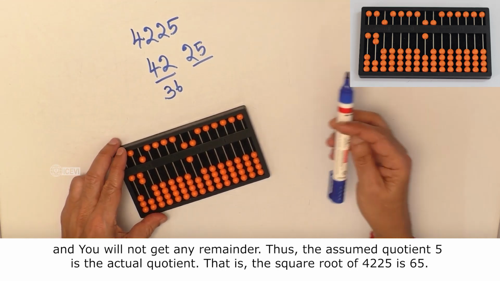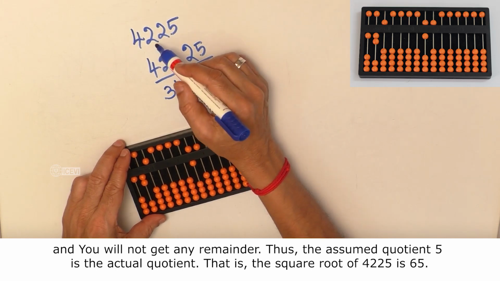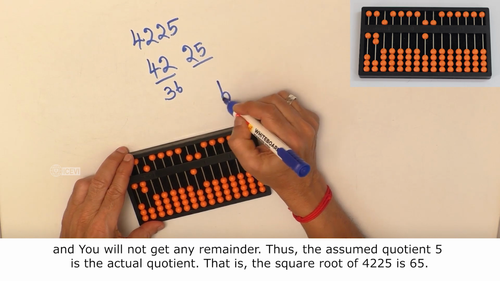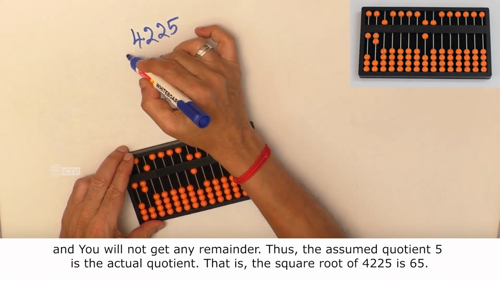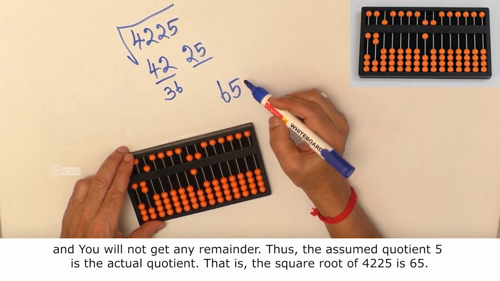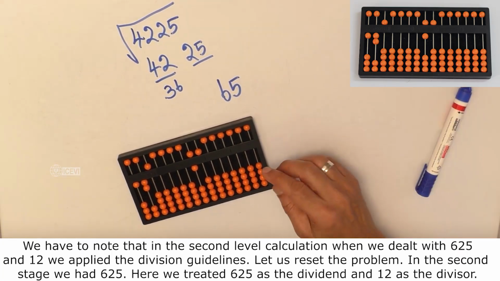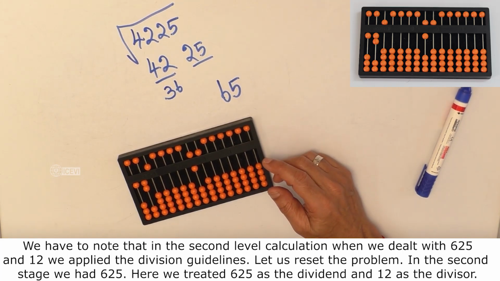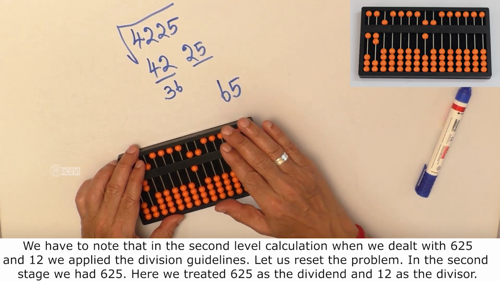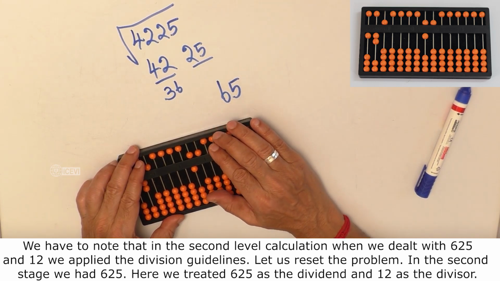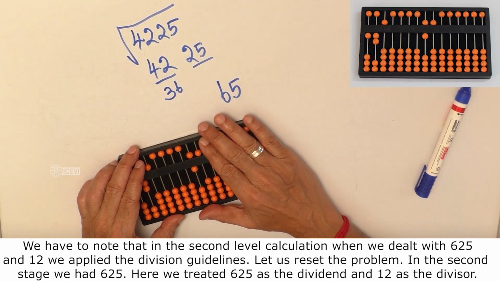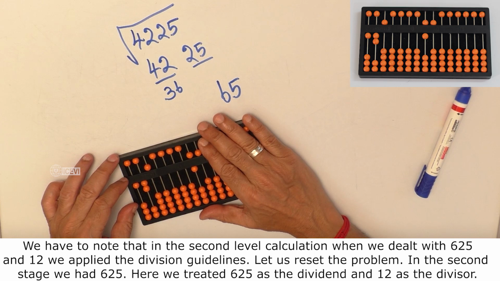That is, the square root of 4225 is 65. We have to note that in the second level calculation, when we dealt with 625 and 12, we applied the division guidelines.